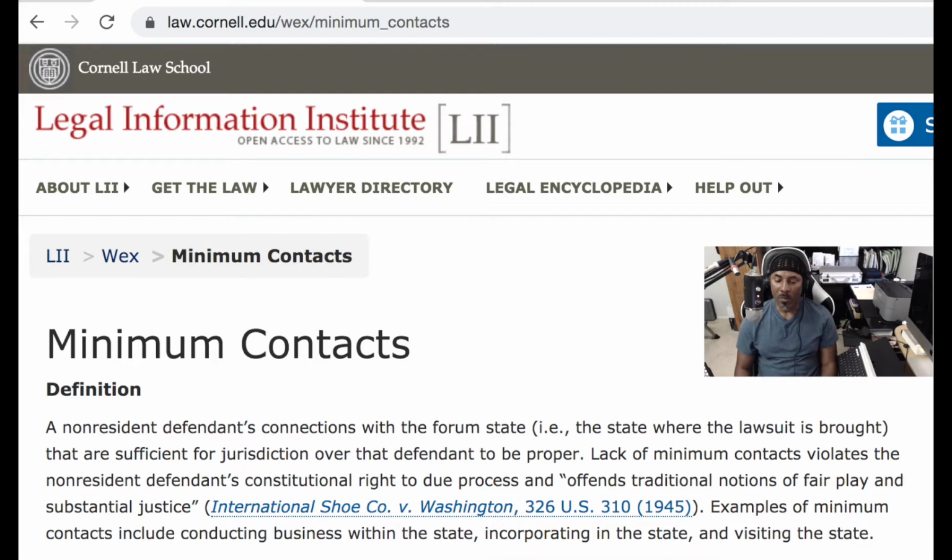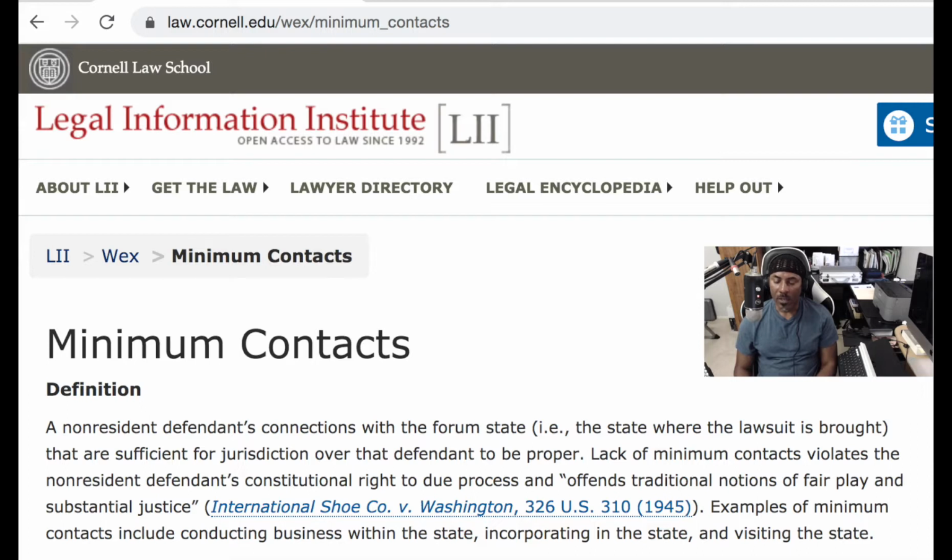Examples of minimum contacts include. Now, when we see include, okay, we know that the examples they give here are not the end-all be-all of what constitutes minimum contacts. All right? It's not the entire definitive scope. They're just giving us a few examples of what can constitute minimum contacts. All right? But reading on.